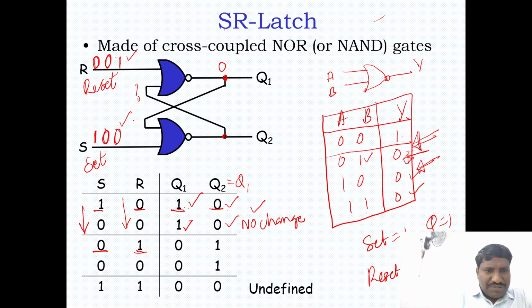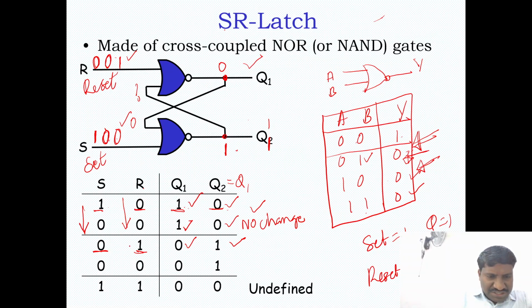When this is 0, the same thing is propagated over here. Of course, this is 0, this is 0. 0, 0, output is 1. This itself is Q1 bar. So I am getting Q1 is equal to 0, and Q1 bar, which is nothing but Q2, as 1. So this is 0 and this is 1 when 0, 1 is the input. Similarly, here it was 1, now it is 0. That is the 1, 0 case I have described.